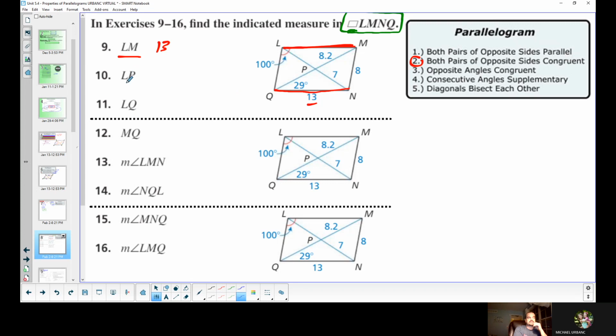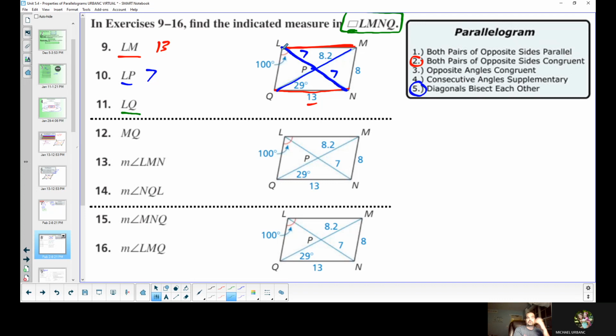Okay, number 10 asks us to find segment LP. So segment LP looks like it's the diagonal, but it's only part of the diagonal. It goes from L to the middle where P is. And if we look at property number 5, property 5 states that the diagonals bisect each other. So I know that these 2 diagonals here and here cut each other in half. And since this segment over here, segment PN, has a length of 7, I know it's being cut in half. So I know that segment LP happens to be the same measurement as well. So it is 7 also. And number 11.